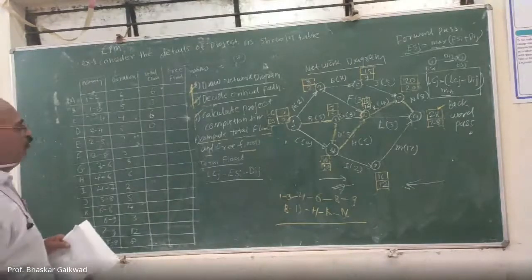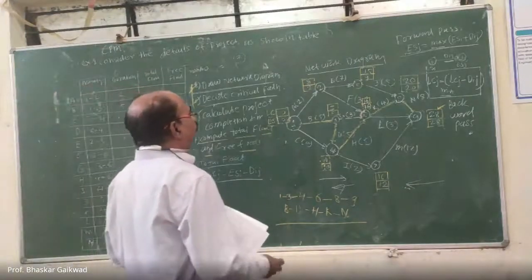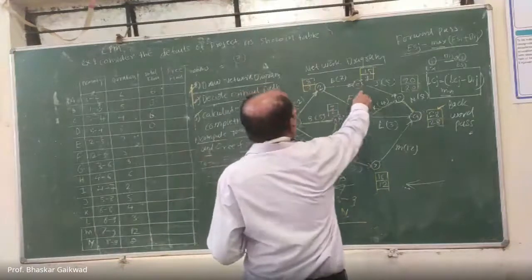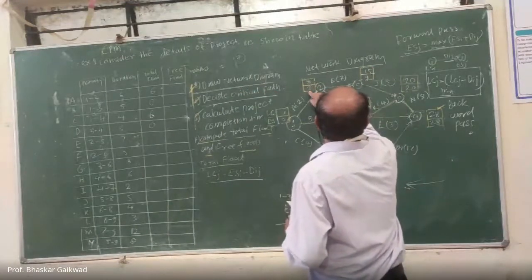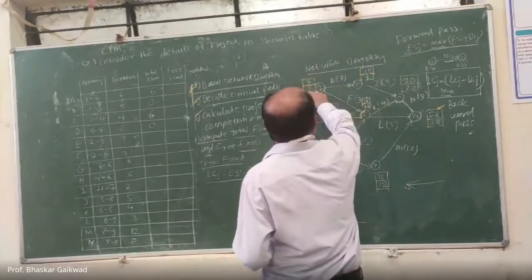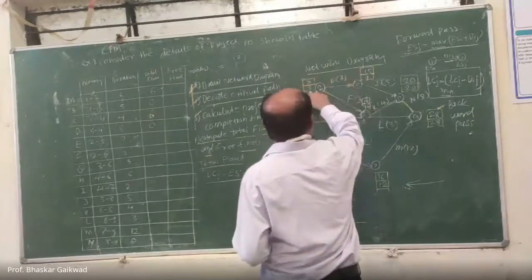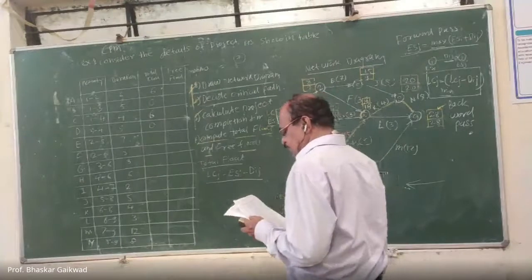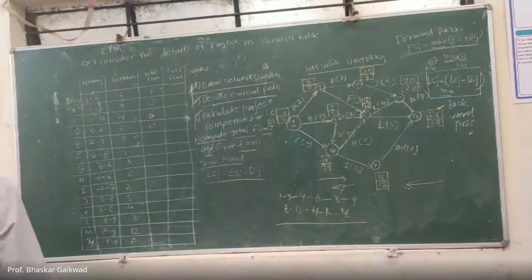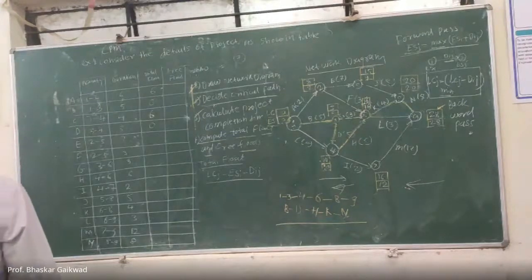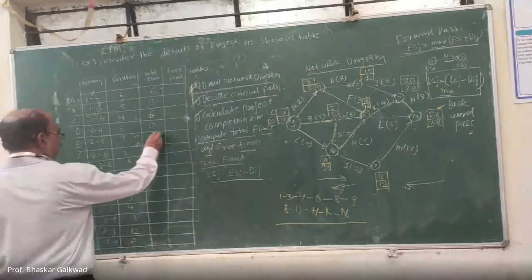Then go to E, 2 to 5. LC is this, 15. 15 minus 2, how much? 15 minus 2, 13. 13 minus 7. How much here? E, 6. So here it is a 6.